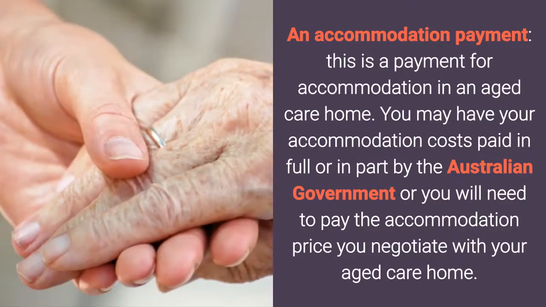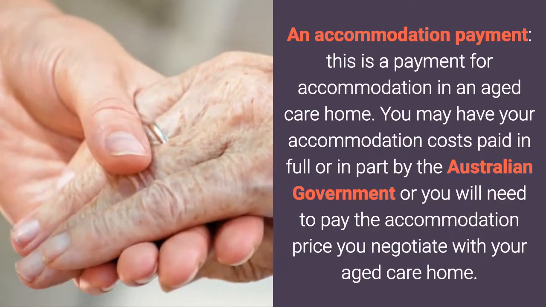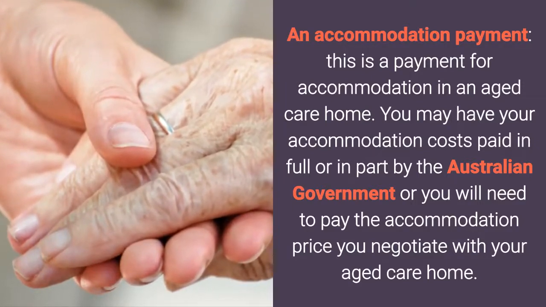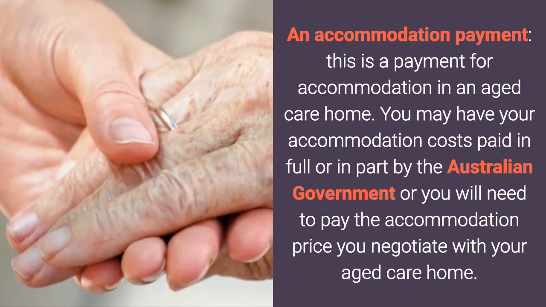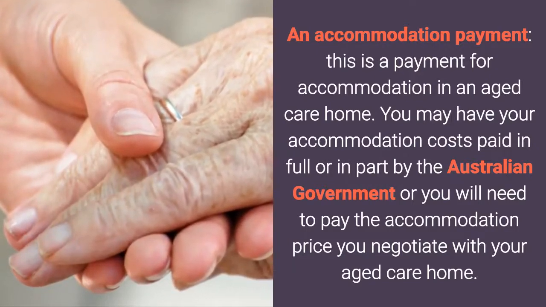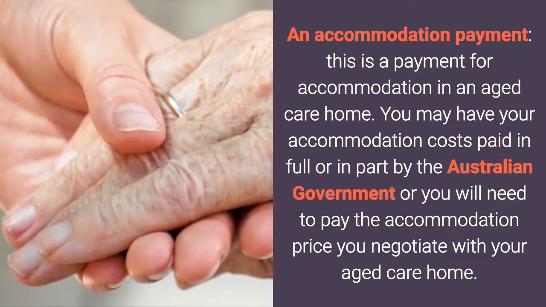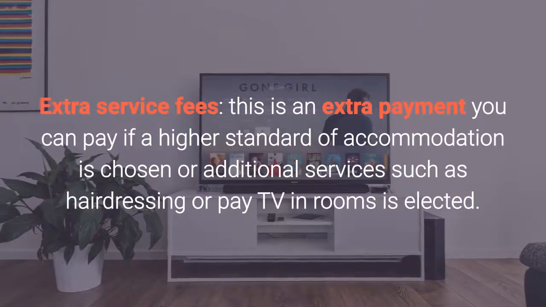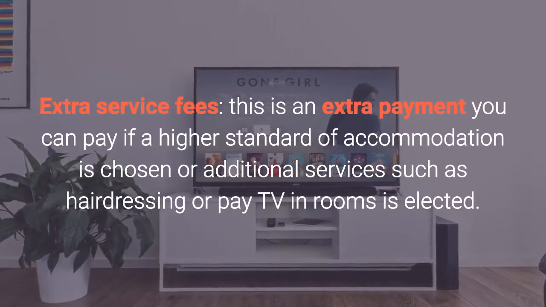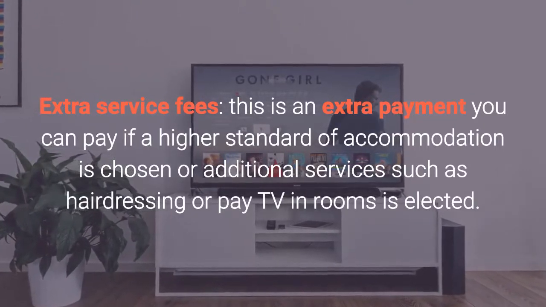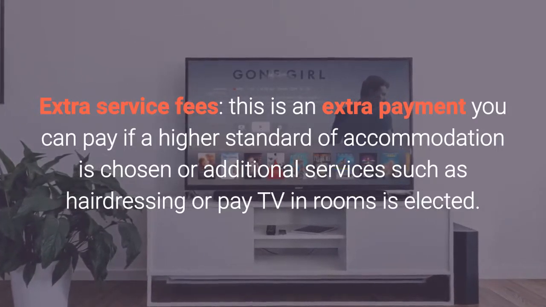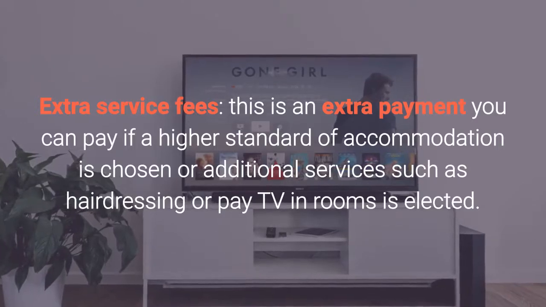An accommodation payment. This is a payment for accommodation in an aged care home. You may have your accommodation costs paid in full or in part by the Australian Government, or you will need to pay the accommodation price you negotiate with your aged care home. Extra service fees. This is an extra payment you can pay if a higher standard of accommodation is chosen or additional services such as hairdressing or pay TV in rooms is elected.